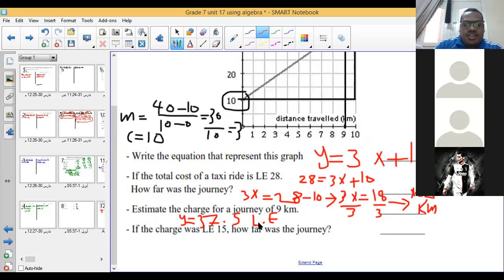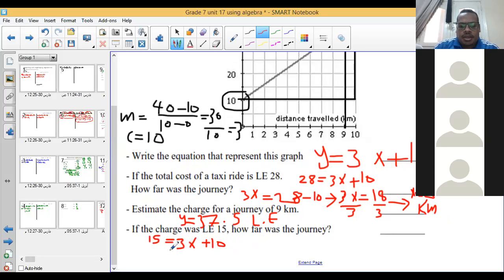Okay, if the charge was 15, the same way we can write 15 equals 3x plus 10. So I can just take 10 to the other side, so it will be 3x equals 15 minus 10.